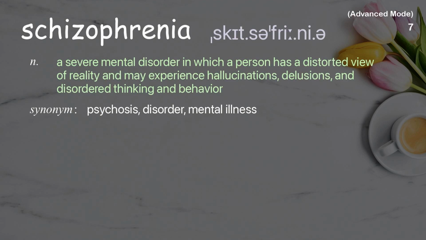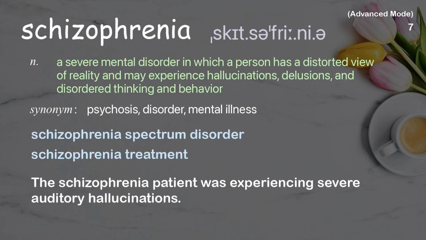Schizophrenia. A severe mental disorder in which a person has a distorted view of reality and may experience hallucinations, delusions, and disordered thinking and behavior. Examples: schizophrenia spectrum disorder, schizophrenia treatment. The schizophrenia patient was experiencing severe auditory hallucinations.